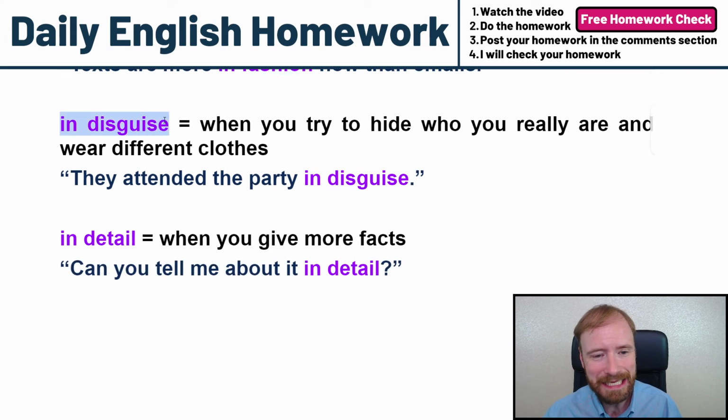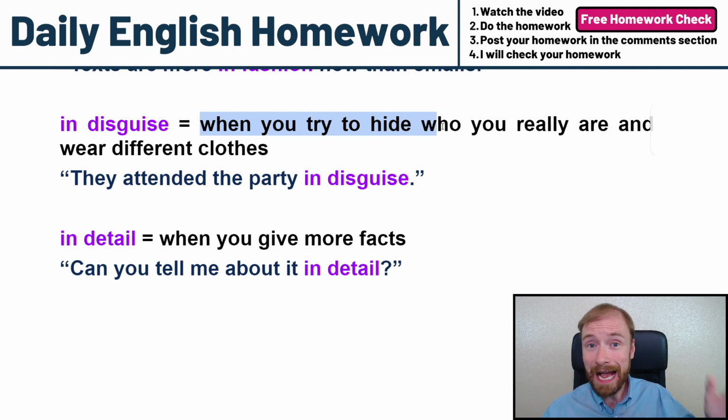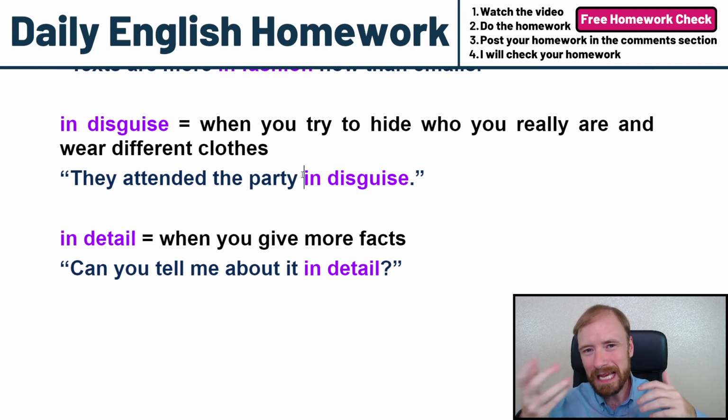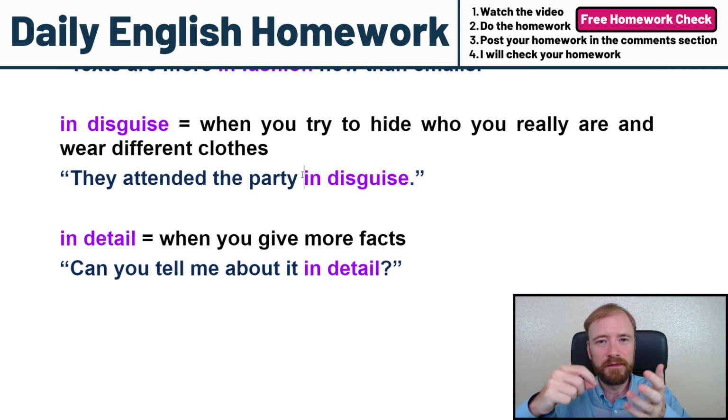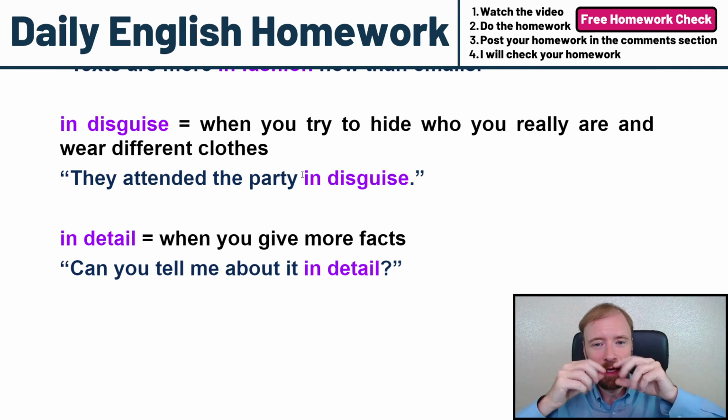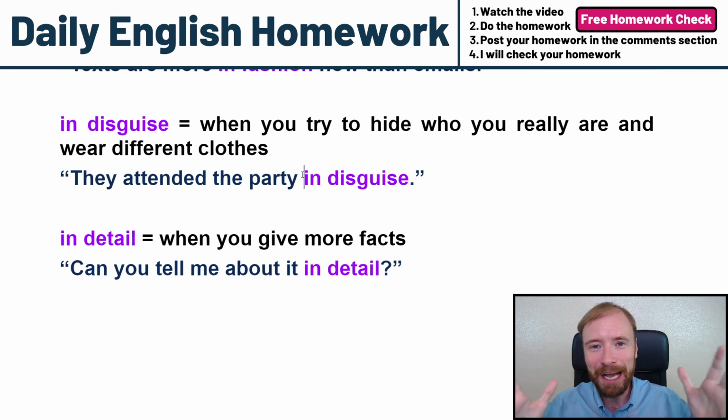In disguise, when you try to hide who you really are and wear different clothes. They attended the party in disguise. So maybe movie stars. When they go out in public, they don't want so many people asking for photos or autographs. So maybe movie stars, they go out in disguise, put on a hat, glasses, maybe a fake mustache to hide. They are in disguise, so we don't know who they are.